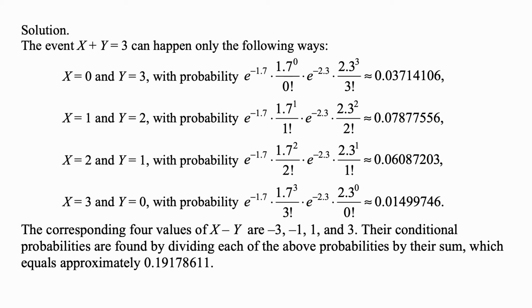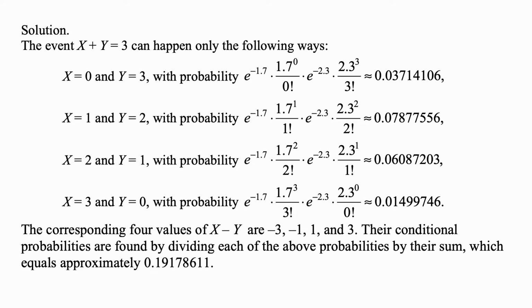Nevertheless, once you have them, things simplify. Now, the corresponding 4 values of X minus Y for these 4 combinations that we have are -3, -1, 1, and 3. Their conditional probabilities are found by dividing each of the above probabilities by their sum, which equals approximately 0.191786111. So X equals 0 and Y equals 3 with the given probability, and then X equals 1, Y equals 2, and so on.